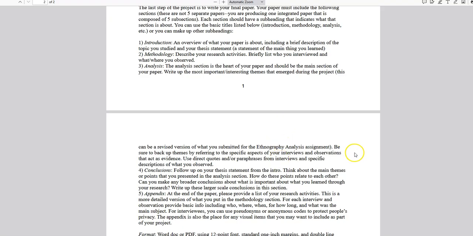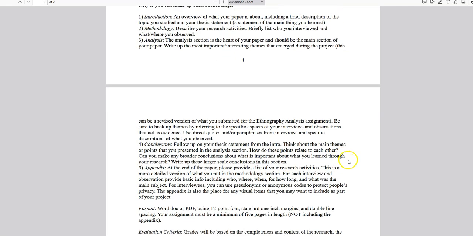Those 3 themes and the evidence connected to them are what you are going to write about in the analysis section, okay? So, as I say here, this part of the paper, the analysis part, can be a revised version of what you submitted for the ethnography analysis assignment, all right? So you're going to go back to that assignment and make sure that you've edited it and that it makes sense in the context of the bigger paper, and you're going to put it into this part.